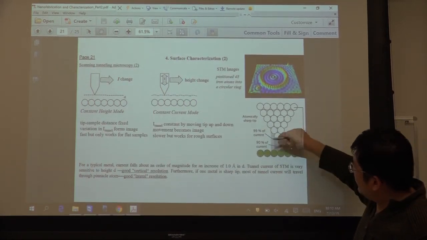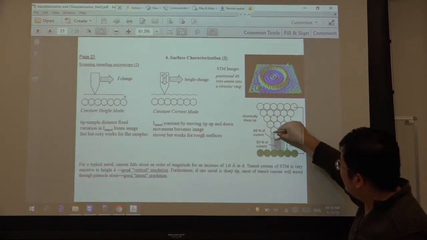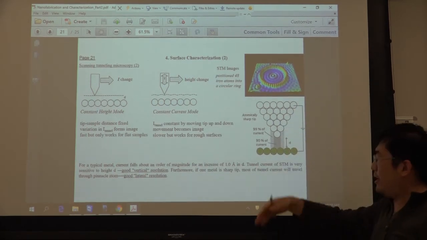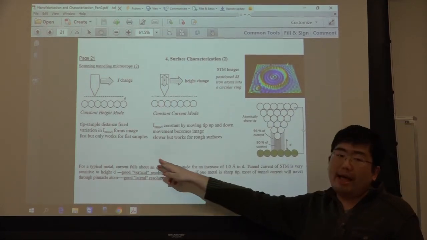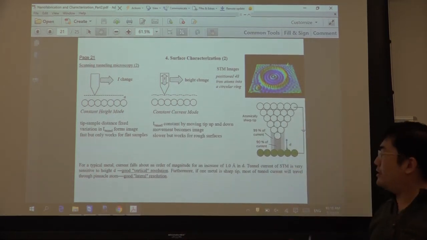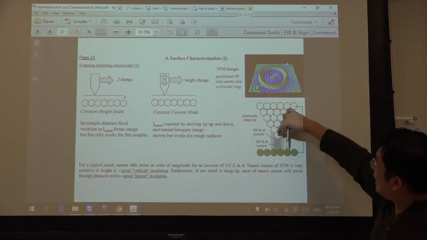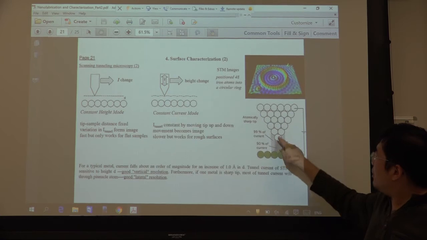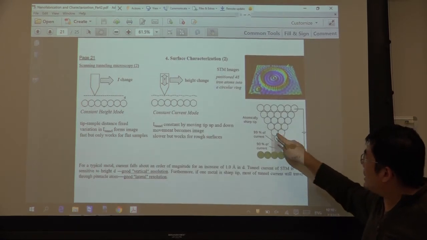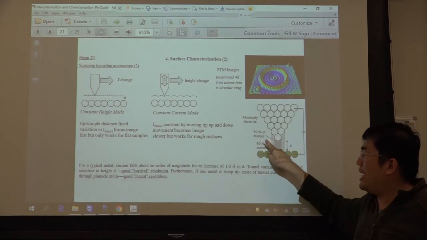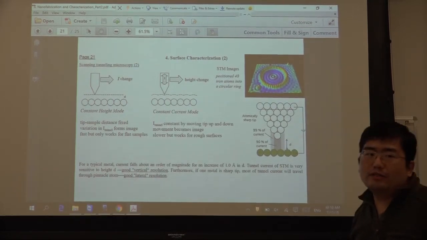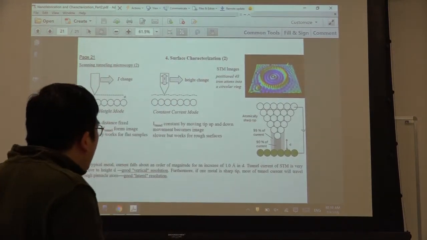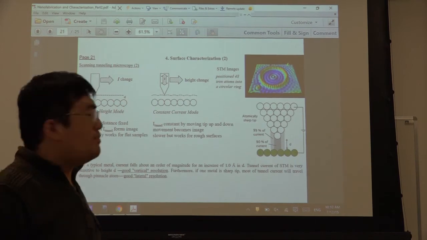If the distance between the tip and the sample increases, the tunneling current will fall, or decay, very quickly, by about one order of magnitude. That's the first thing. Another is that almost all the current, about 90 to 98 percent, is focused on the region between the tip and the sample. So they have a good lateral resolution. This is very important for scanning tunneling microscopy: good vertical and lateral resolution.